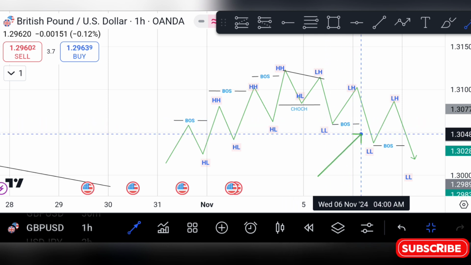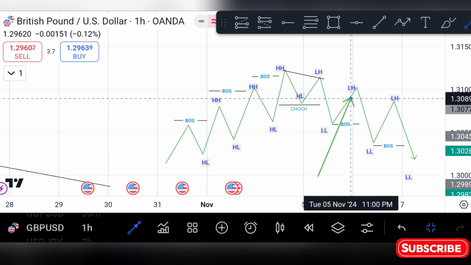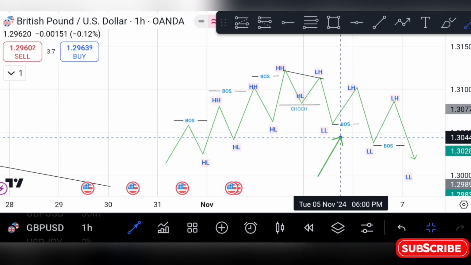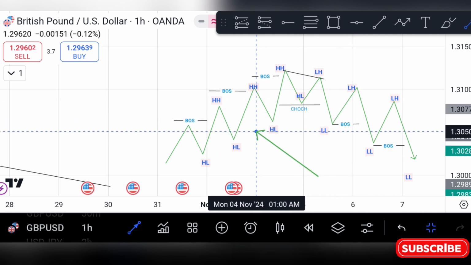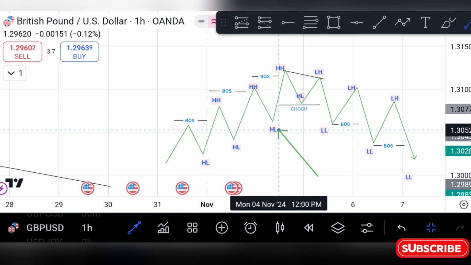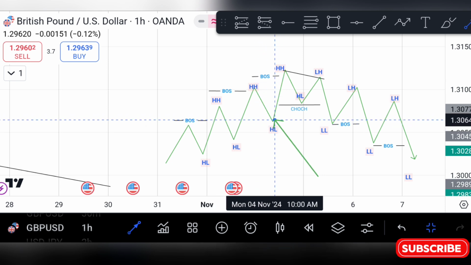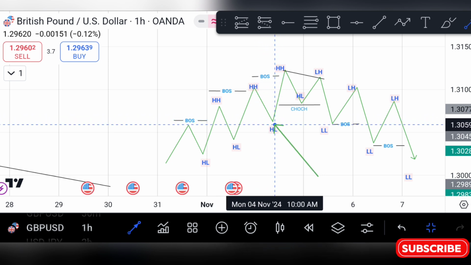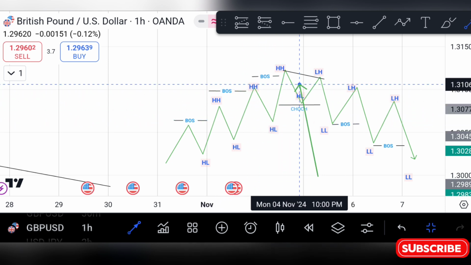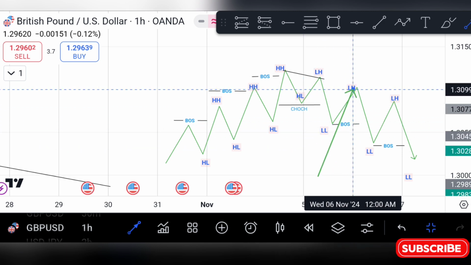Okay, so in a downtrend, we say price is respecting the highs but breaking the lows. All right, and then in an uptrend, price is respecting the lows but breaking the highs. Okay, put this in your mind. In an uptrend, price is respecting the lows by not breaking the lows but breaking the highs. Okay, and in a downtrend, price is respecting the highs by not breaking the highs but breaking the lows.